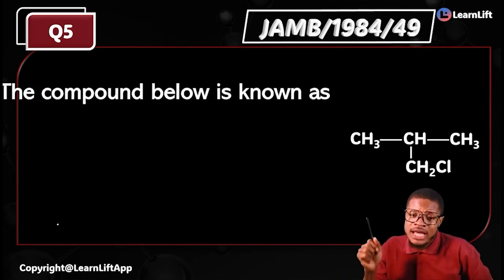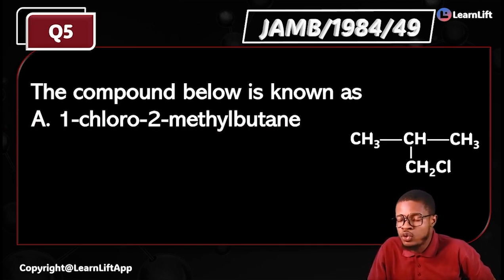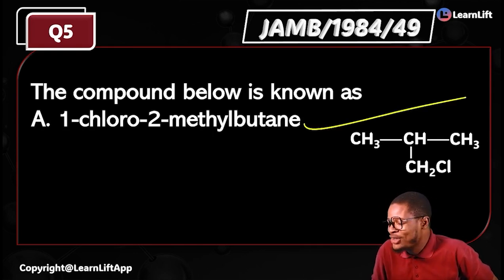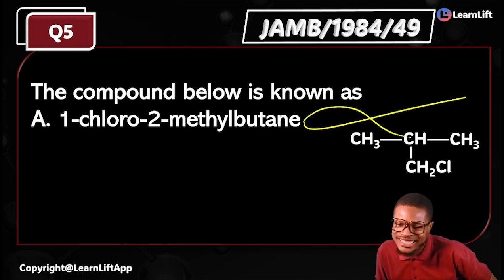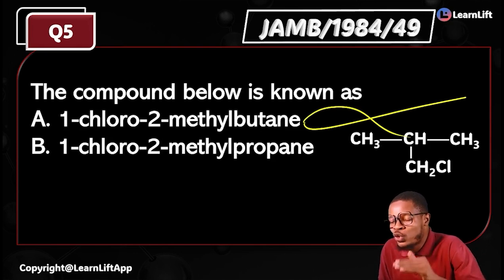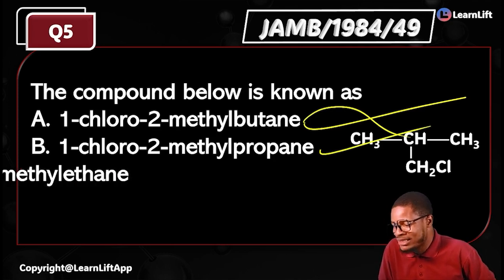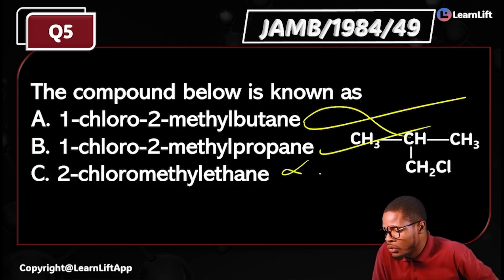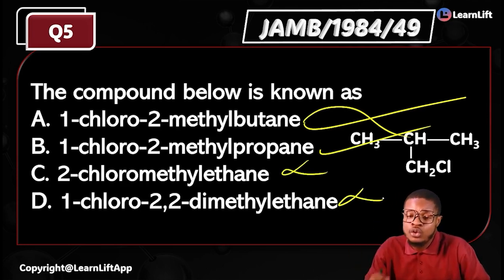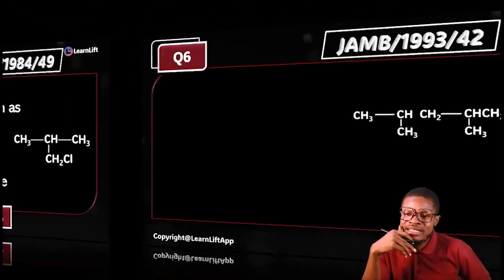Let's check the one that is the correct one there. The compound below is known as, what is it called? 1-chloro, 2-methylbutane. Correct. Is it butane or propane? Of course, it is not butane, it is propane. So that cannot be the answer. Option B says 1-chloro, 2-methylpropane. Correct. It is not butane but propane. Option C, 2-chloro, no. Option D, 1-chloro, 2-2, no. What is the answer? 1-chloro, 2-methylpropane. Option B is the answer. You're out of there. Look at the next question here.